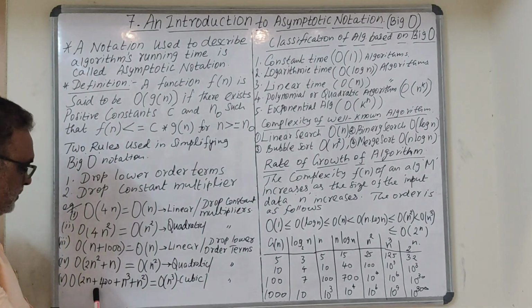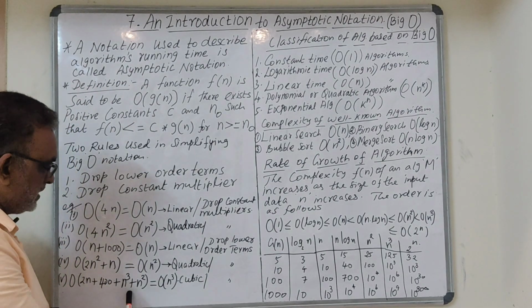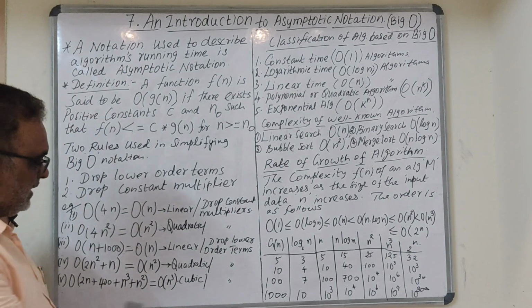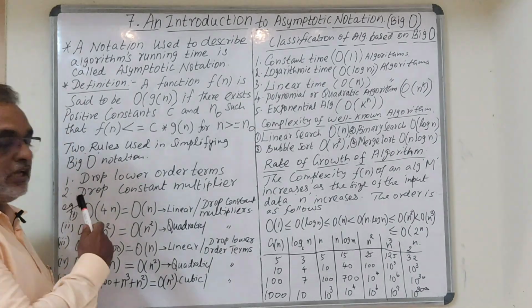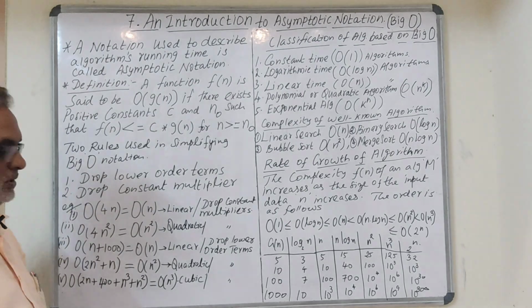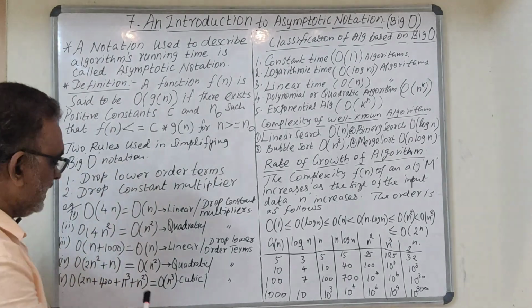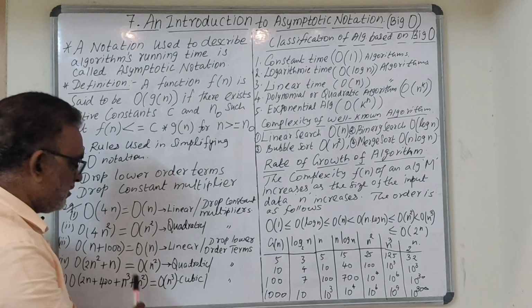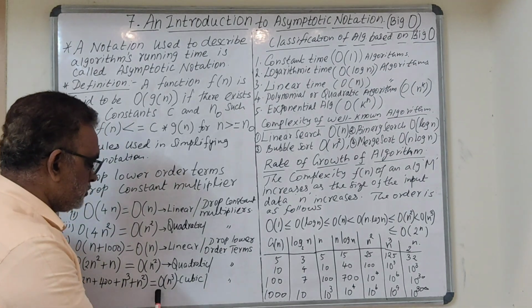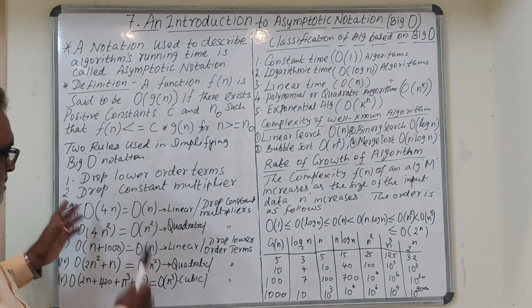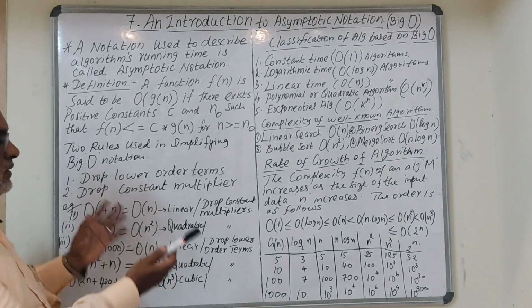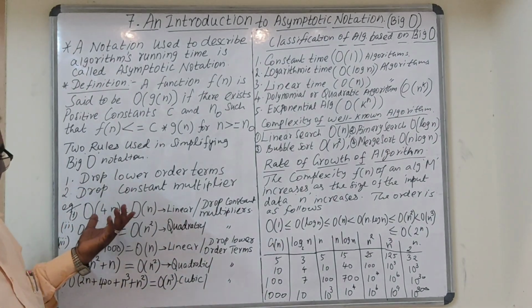Similarly, order of 2n plus 400 plus n cube plus n square. Here we simply remove all the low order values. So 2n, 400, then n square, everything is eliminated, and we consider the higher order value, that is n cube. So it is a cubic function. This is how we can simplify the big O notations.